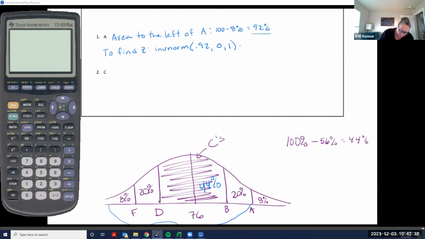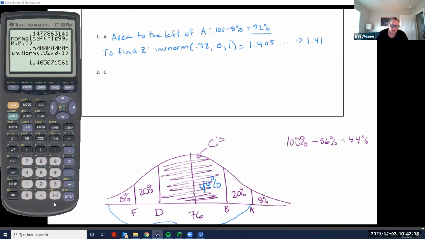And so we're going to put this into our calculator. And to get the inverse norm, we hit second distribution, and we go down to number 3, which is inverse norm. And that's the inverse of the normal curve is what it stands for. So from here, we're going to put 0.92, comma 0, comma 1, and parenthesis. And we get 1.405, and so on. We're going to just round this to 1.41.